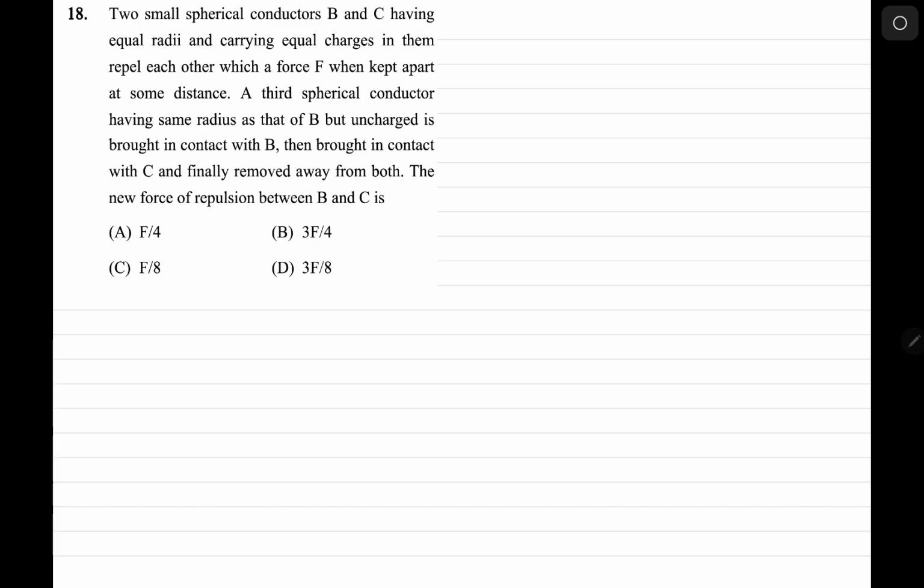Okay, this question: two small spherical conductors B and C having equal radii and carrying equal charges repel each other with a force F. So B and C are identical conductors separated by distance r. With equal charges Q and Q, the force will be kQ square by r square. So this is F.